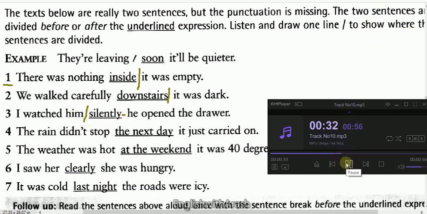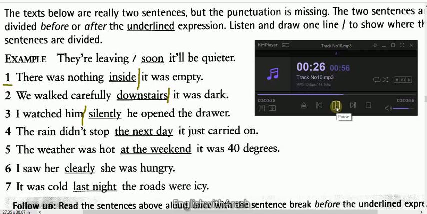I watched him. Silently he opened the drawer. So it means he opened the drawer. Silently is for open. It means he silently did it. Maybe there was something secret in the drawer. But if the speaker put the pause here, I watched him silently, he opened the drawer, then this silently goes for watch. So this little difference here, like when you want to make the pause, it makes a little difference in meaning as well, right? So anyway, it's before in this example, before the word.